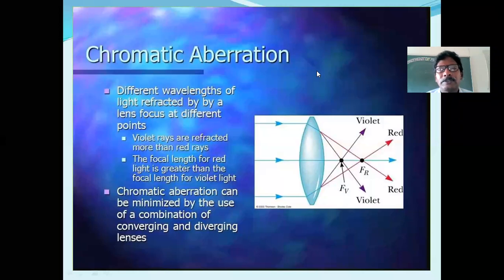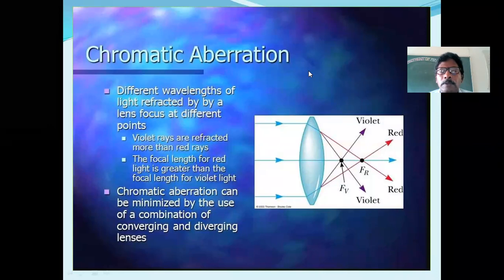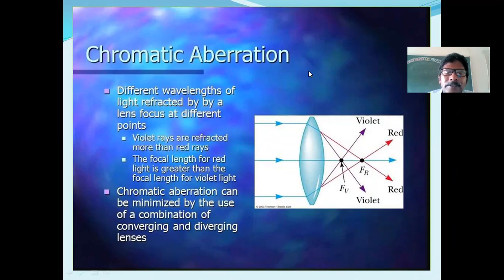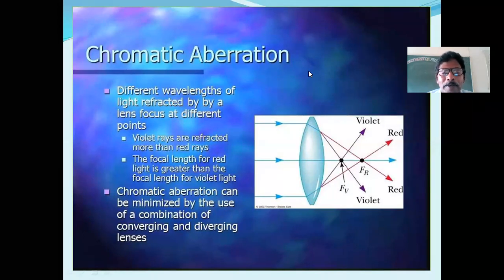Okay, good morning, my dear students. Today's class is a continuation of the previous class, that is yesterday's class. In yesterday's class, we came to know that chromatic aberration is classified into two types. One is linear or longitudinal chromatic aberration, and the second one is lateral or transverse chromatic aberration.